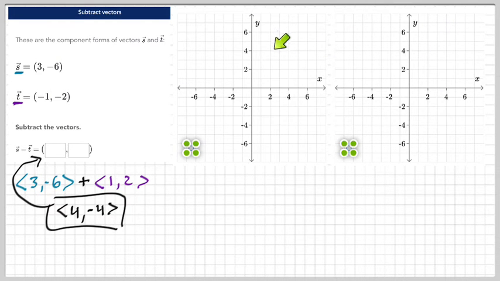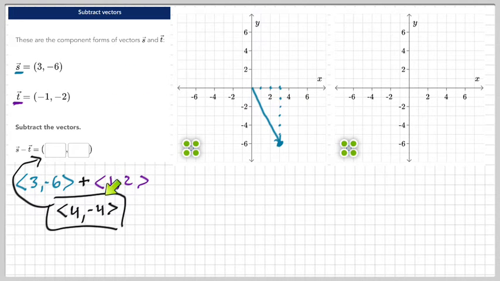Let's do the pathway way. So I'm going to start with this guy. Right 3, down 6. So right 3, 1, 2, 3, down 6, 1, 2, 3, 4, 5, 6. There we go. So now I'm going to start right here. That's my initial point for the purple one. So let's do the purple one.